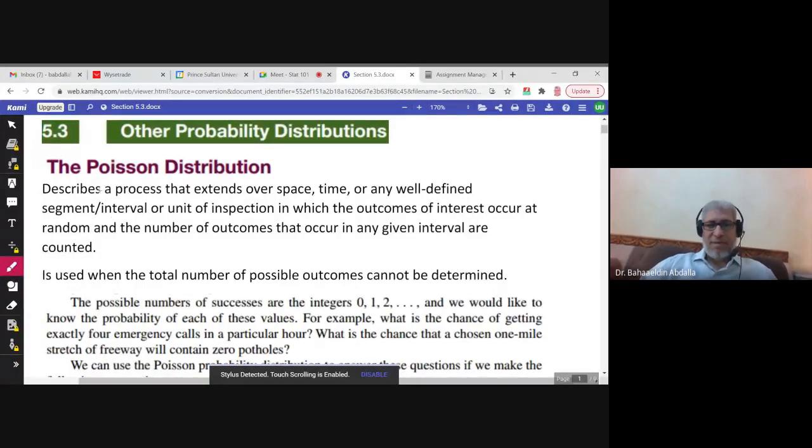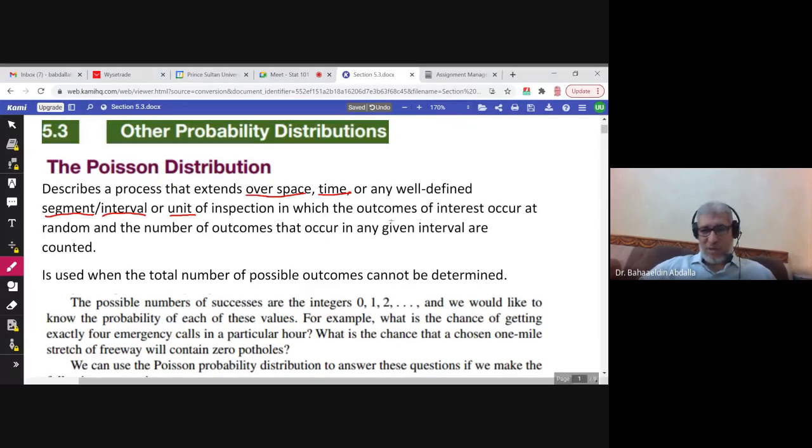This is the second discrete probability distribution, the Poisson distribution. It describes a process that extends over space, time, or any well-defined segment, interval, or unit of inspection. So always here, the experiment would happen over space or time. We will call them segments: a segment of time, segment of space, or interval of time, interval of space, or unit of time, unit of space, in which the outcomes of interest occur at random.